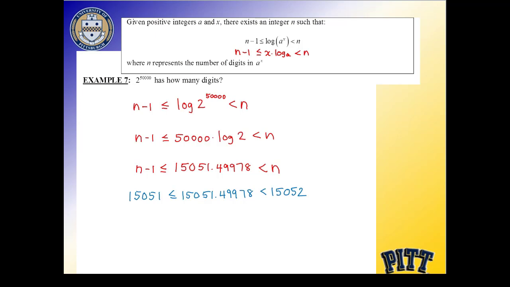So essentially, this is going to have 15,052 digits. I don't know what the digits are, mind you. I don't know specifically what they are, but there would be 15,052 of them.